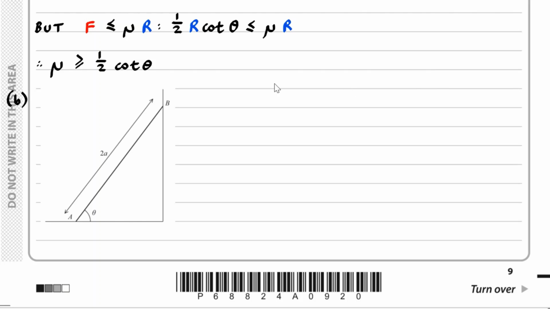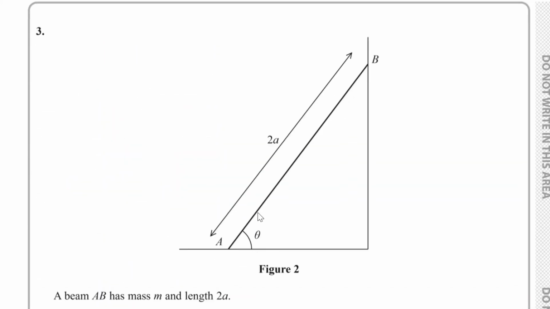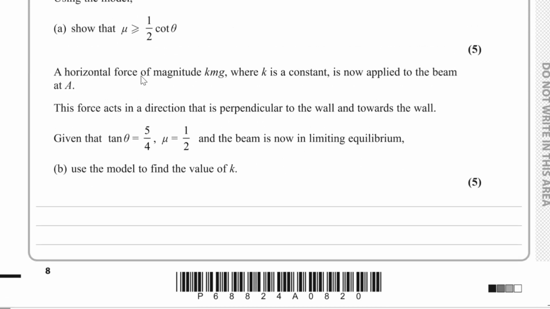Once again, we have the same diagram provided for us in the question. Let's add on some of the forces. The same as before, we've got mg here. We have R over here. Now, we need to be a bit careful. It's in limiting equilibrium. We also know from the question that a horizontal force of magnitude kmg is applied to the beam at A, and this acts in a direction that's perpendicular to the wall towards the wall.